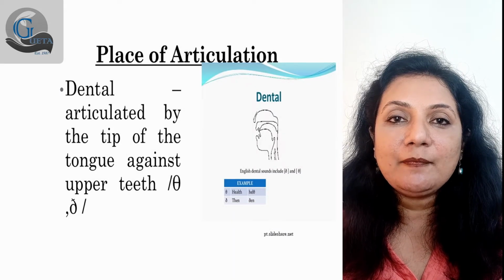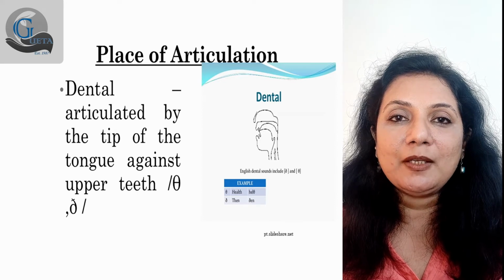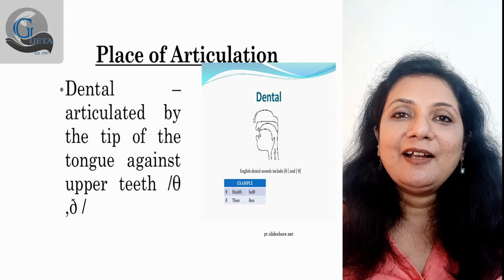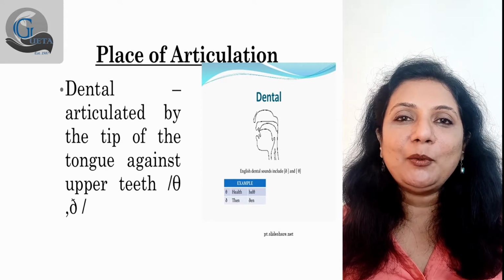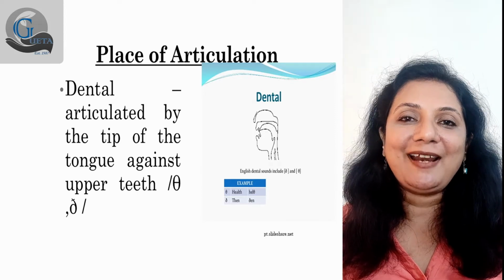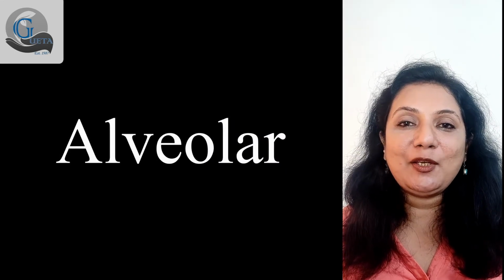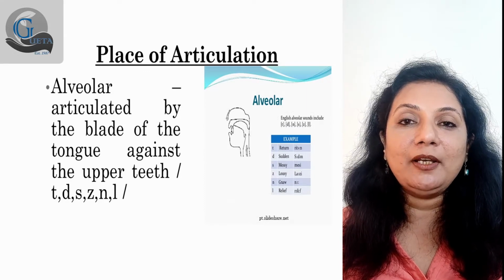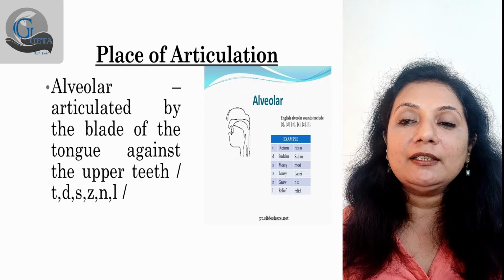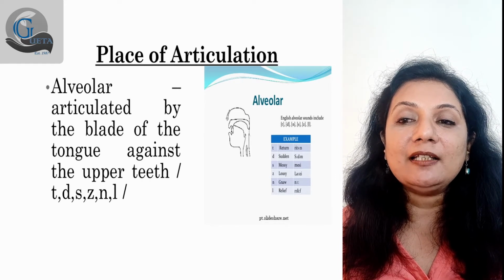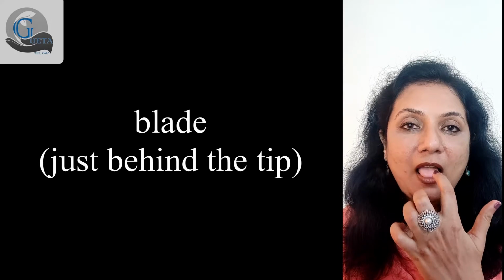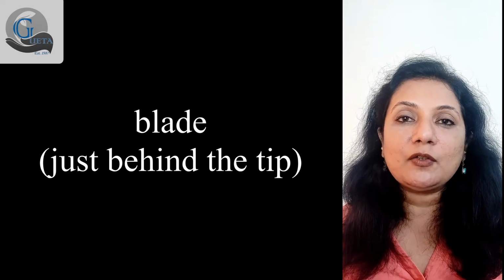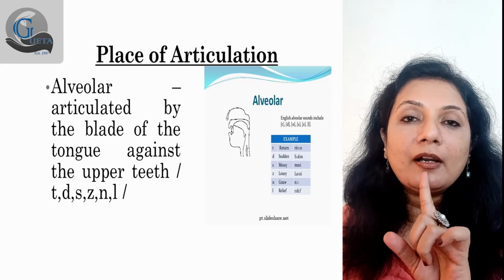Look very closely and speak along with me. Th, the. Difficult? With a little more practice, you will be able to speak these sounds very correctly. Then the next category of sounds is alveolar. Alveolar sounds are articulated by the blade of the tongue against the upper teeth. The blade of the tongue, which means this part of the tongue touches the upper teeth.